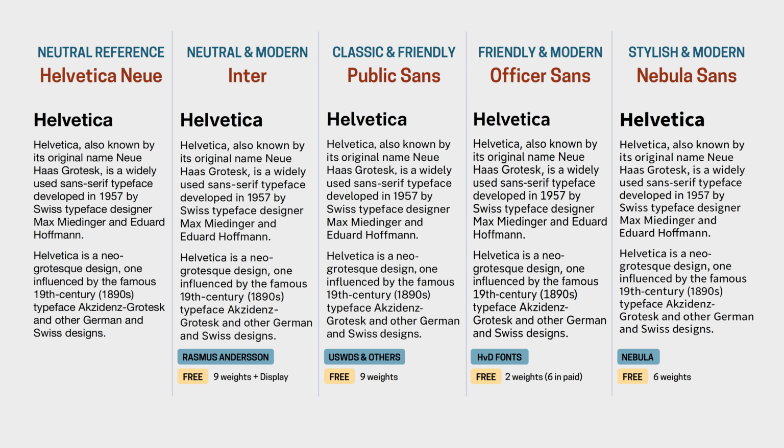To recap, Inter, Public Sans, Officer Sans, and Nebula Sans are the 4 free fonts I recommend. Inter and Public Sans are available from Google Fonts, meaning you can either download them or use them in the Google Office suite. Officer Sans and Nebula Sans you have to download from their websites and then install on your computer, but that's super easy to do.